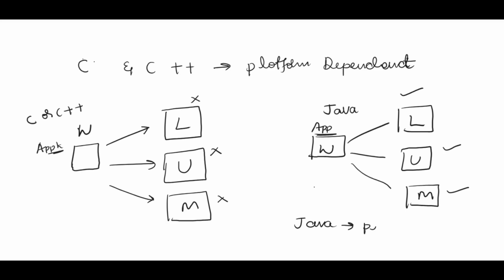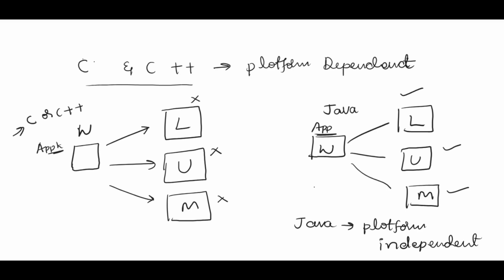Java is platform independent. But C and C++ are platform dependent, whereas Java is platform independent. So it's nothing but, if we develop an application in Java, we can run it on any other platform. So it's not platform specific, but C and C++ are platform specific.